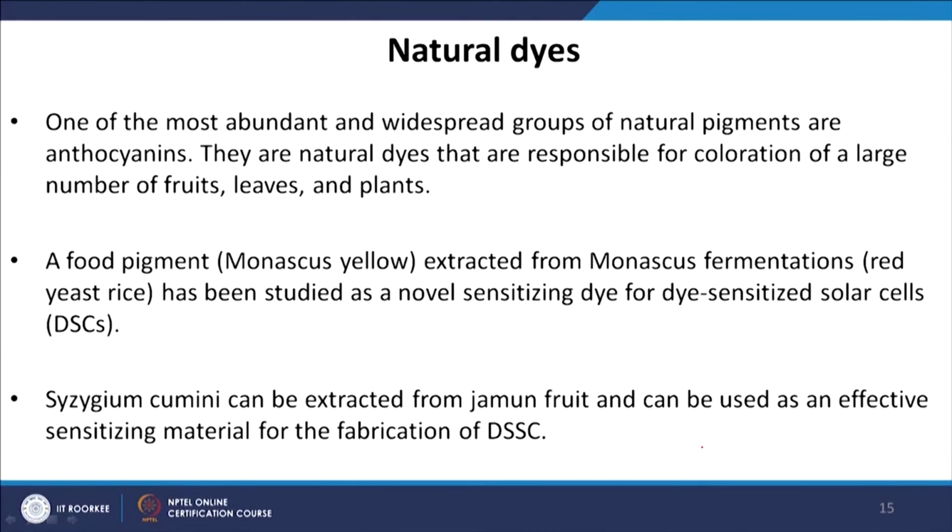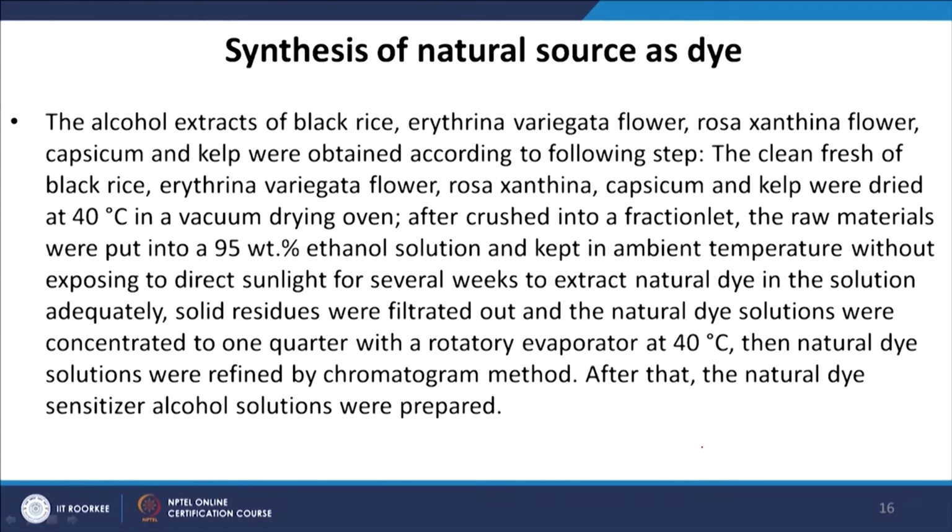A food pigment, for example Monascus yellow, extracted from the Monascus fermentation red yeast rice, has been studied as a novel sensitizing dye for dye sensitized solar cells. Syzygium cumini can be extracted from the jamun fruit and can be used as an effective sensitizing material for the fabrication of DSSC. The alcohol extracts of black rice, Erythrina variegata flower, Rosa xanthina flower, capsicum and kelp were obtained according to the following steps.